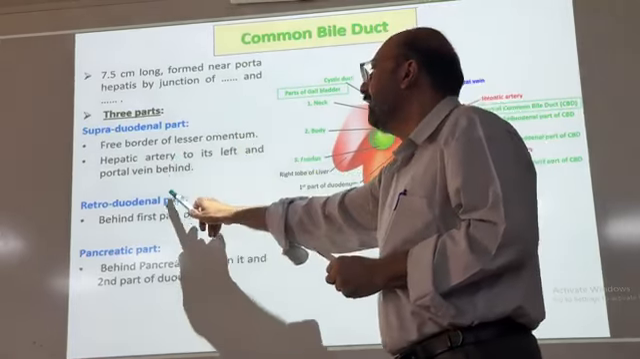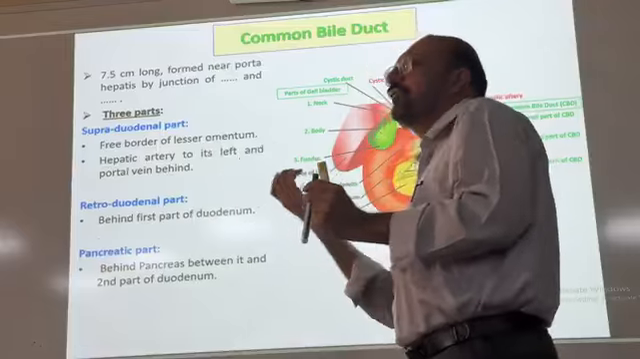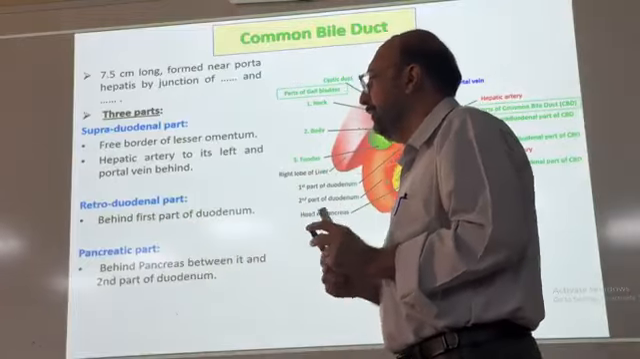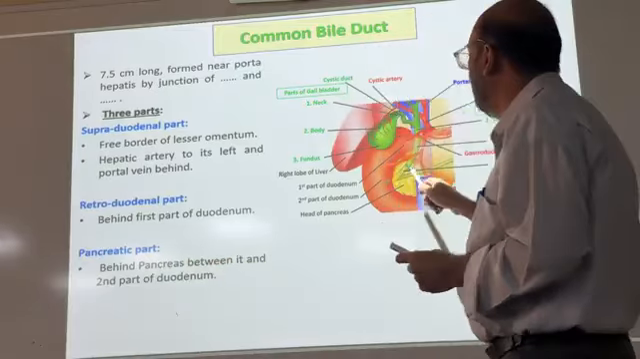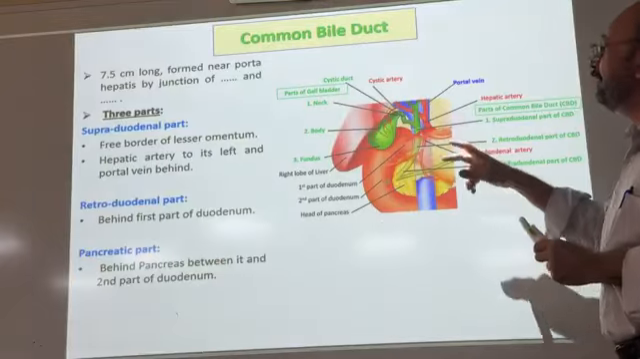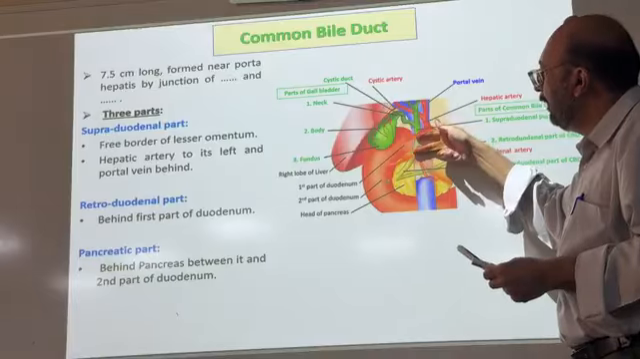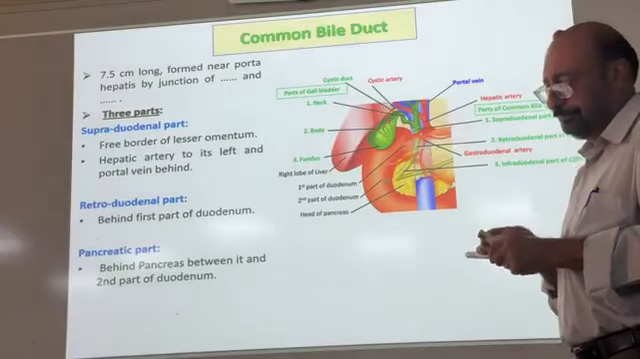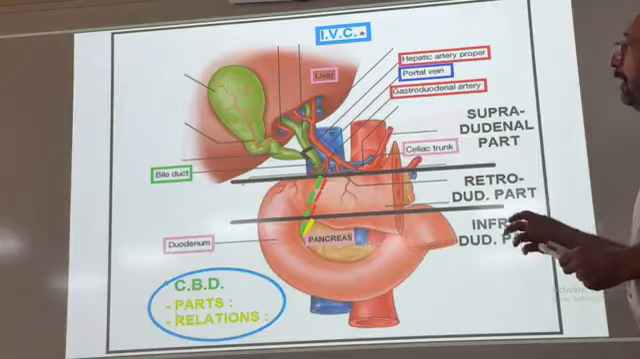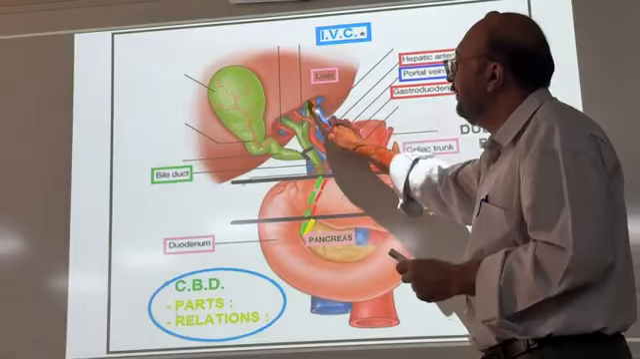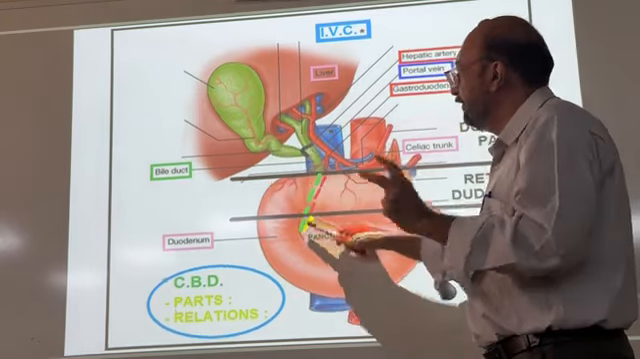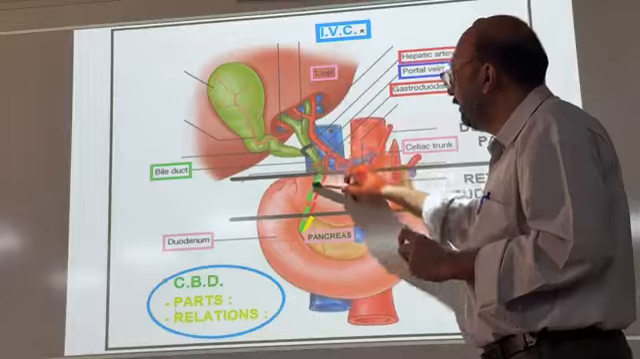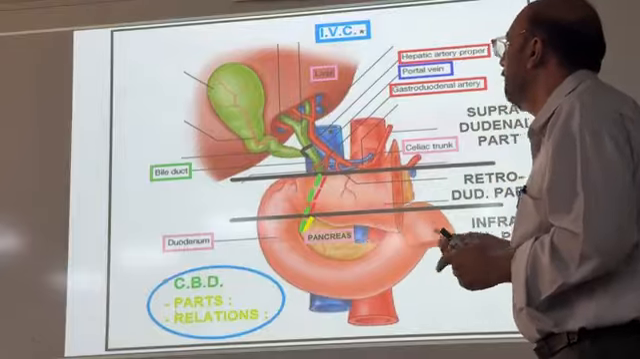You can read it. The retroduodenal part is the part which is behind the first part of the duodenum. And the pancreatic part is behind the pancreas, between it and the second part of the duodenum. If I try to divide, this first initial part is the supraduodenal part, then the retroduodenal part, and the pancreatic part. Again, right hepatic, left hepatic, common hepatic, cystic, making the common bile duct, three parts: supraduodenal, retroduodenal, pancreatic part. Okay?